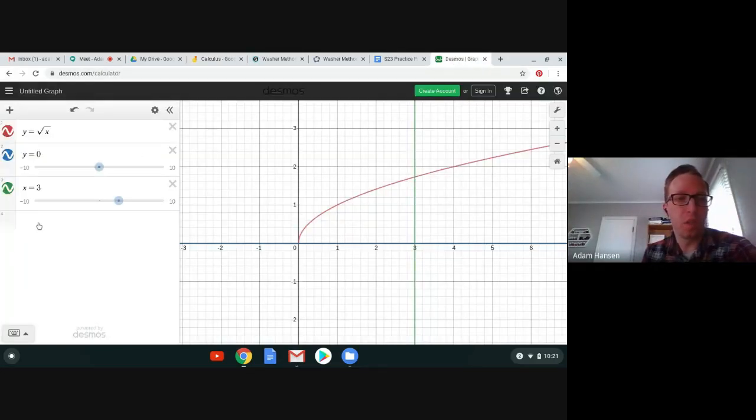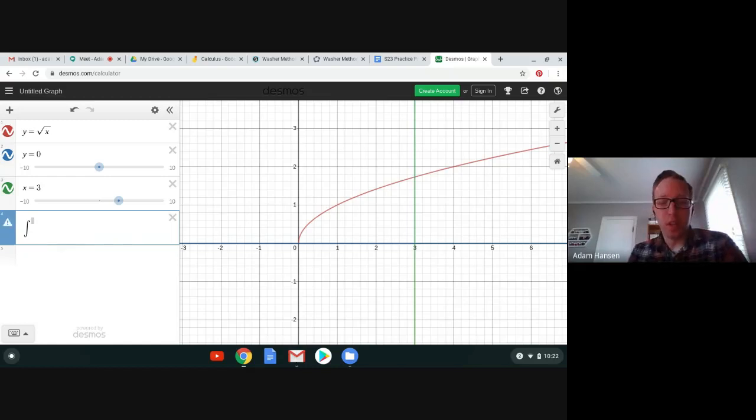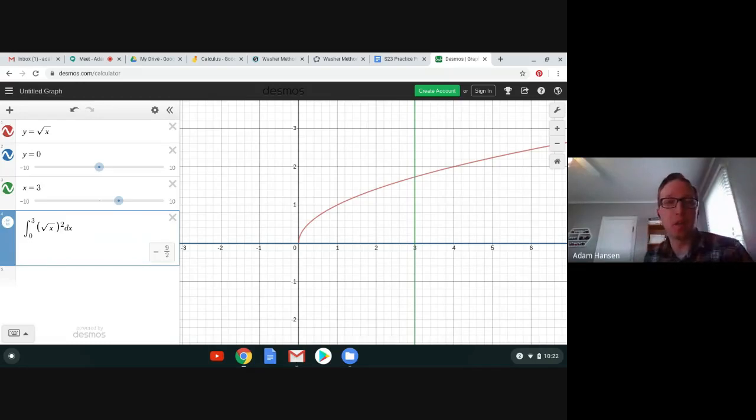We could always double check that. From 0 to 3 of the square root of x squared dx. 4.5 or 9 halves, 9 pi over 2.